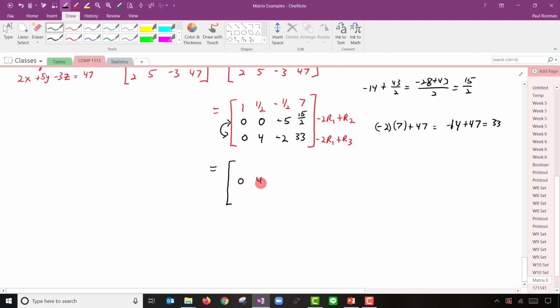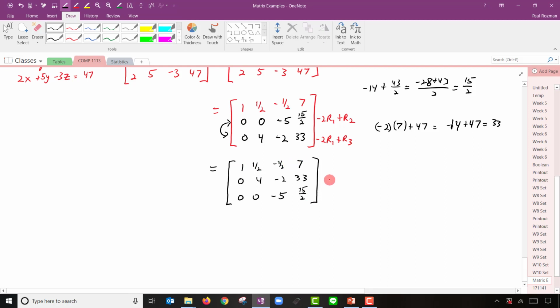I'm going to put 0, 4, minus 2, 33, row 3, in the middle. And then I'll put the 0, 0, minus 5, 15 over 2 as the last row. That's a valid operation. I just switched the order of the equations. The middle row is an equation and the last row is an equation. It doesn't matter what order you write the equations in. And the first row, let's just leave that alone.